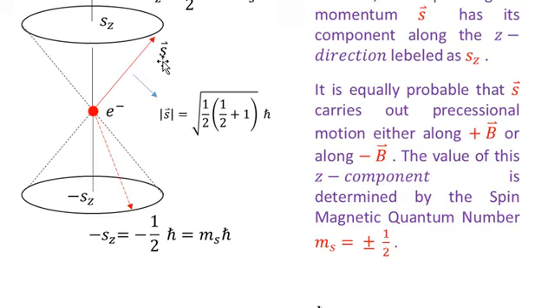And equally, it is also possible that when you apply the magnetic field, the vector S is located in the downward direction. So if S is found in the downward direction, it will carry out a precessional motion about the minus B direction or about the minus Z direction. So if you apply the magnetic field, there is a probability that the S vector is located as shown in the present case, or S could be located in the form as shown by the dotted red arrow. So two situations are equally possible for the spin angular momentum.